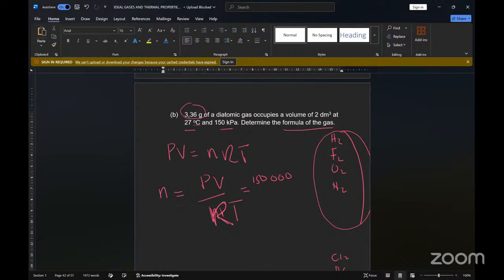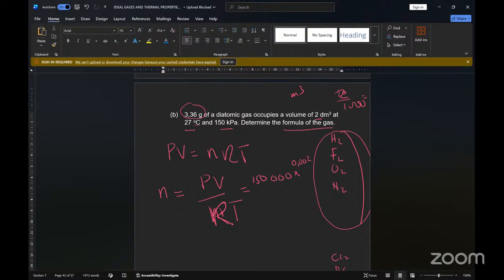The volume is 2 decimeter cube. So if you are changing it, you have to say 2 decimeter cube divided by 1,000, so that we change it to meter cube. I said this one you have to be very, very careful. So this one is going to be times 0.002, because 1, 2, 3, yes. 2 divided by 1,000 is 0.002.